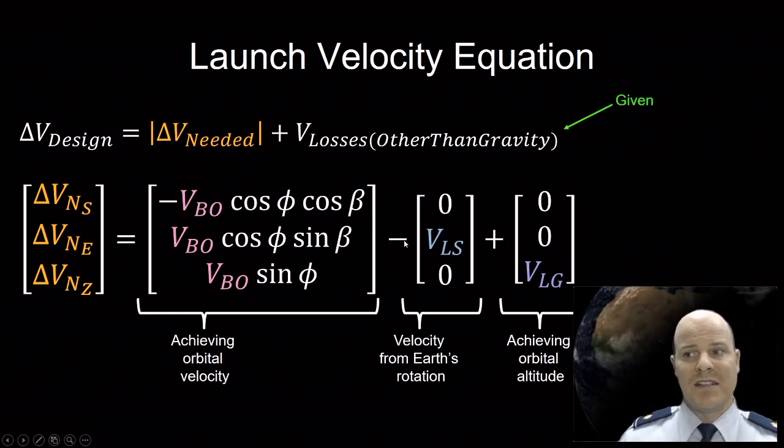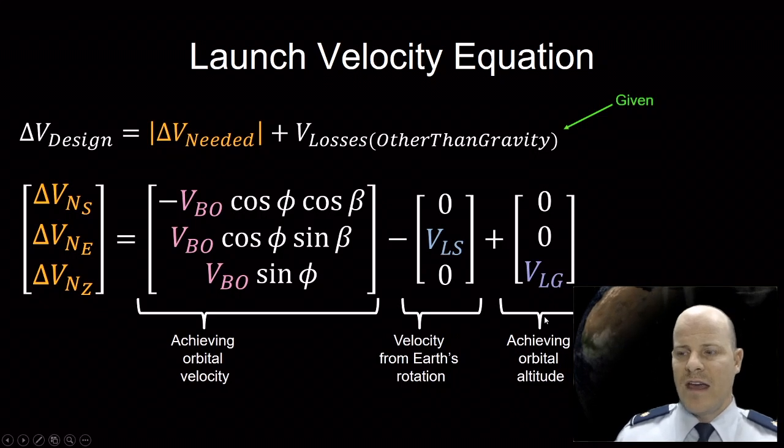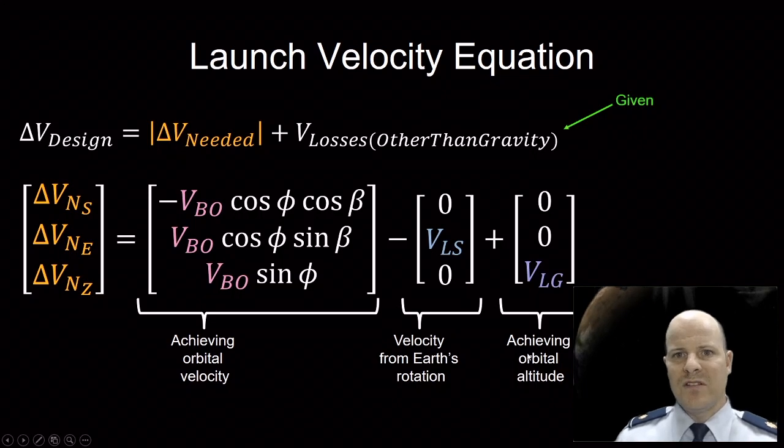So notice there's a minus sign here. This is a part of our velocity that we don't have to take into account. This is something that the Earth is going to give us for free. So yay, Earth. And then lastly, we have this V loss, or loss to gravity rather, which is in the Z direction. So this is how much velocity we need to achieve orbital altitude. We put all those things together and we can calculate our delta V design.